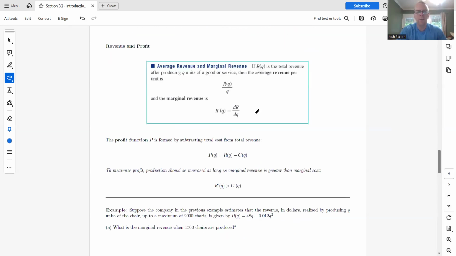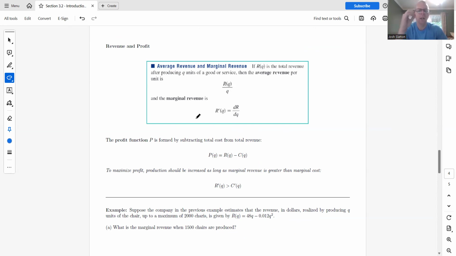All right, so next page, now revenue and profits. I'm sure you're somewhat familiar with revenue and profit. Total R of Q is the total revenue after producing Q units. Then average revenue, not surprisingly, would be R of Q over Q. And then marginal revenue, like I said, marginal always means derivative. So R prime is the marginal revenue.